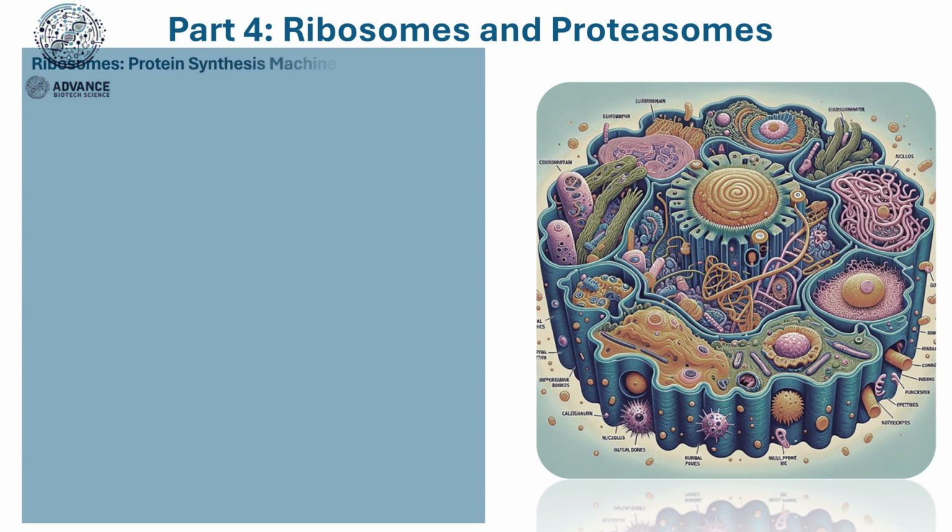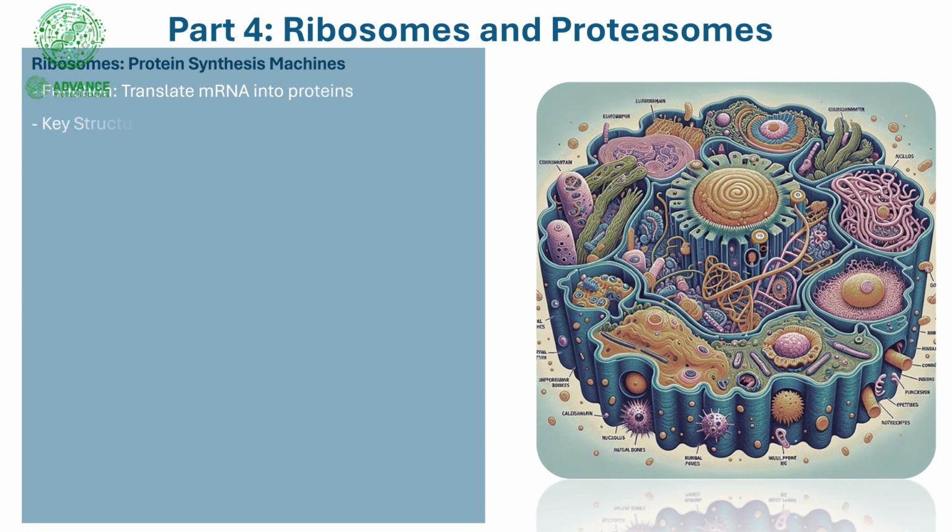Translation initiation. mRNA, tRNA, and ribosomal subunits assemble into a functional ribosome. Elongation and termination. Amino acids are sequentially added to the growing polypeptide chain. Ribosome types. Free ribosomes synthesize cytoplasmic and nuclear proteins. ER-bound ribosomes synthesize membrane and secretory proteins.